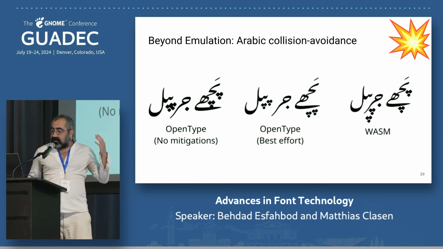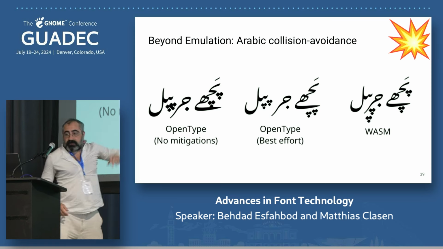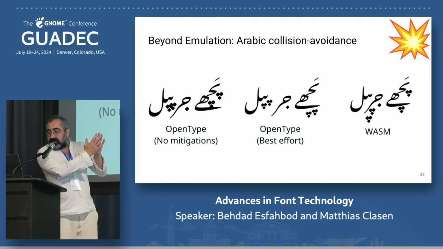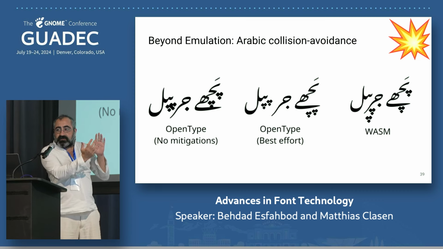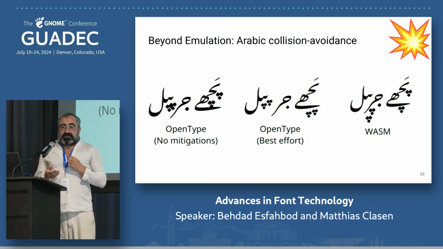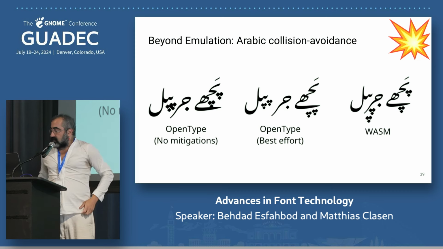So this is an example of what I'm talking about. The left side, you see the dots in the here, they overlap, they collide. That's undesirable. The middle column is what we can do the best effort in OpenType right now. Now, you notice that we space things further just to avoid collisions. The right side, however, is a WebAssembly solution to do proper collision avoidance while keeping everything fit tightly together.